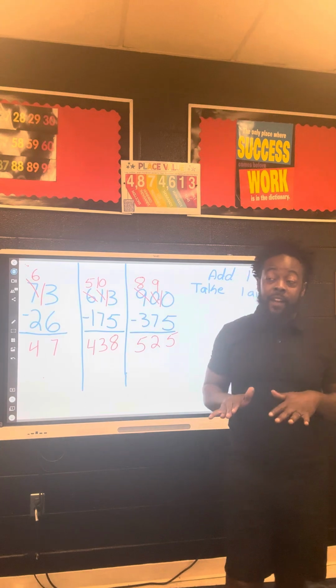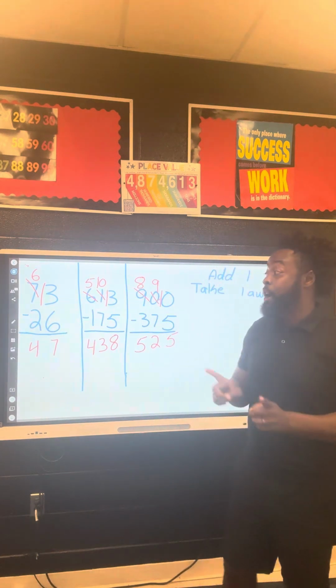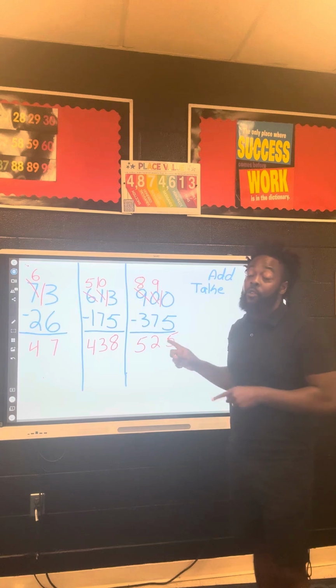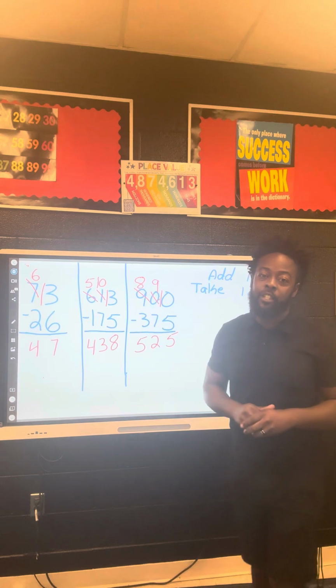So it is expected that our 4th graders already know how to do this. So if they don't know how to do it yet, let's practice as much as we can at home.